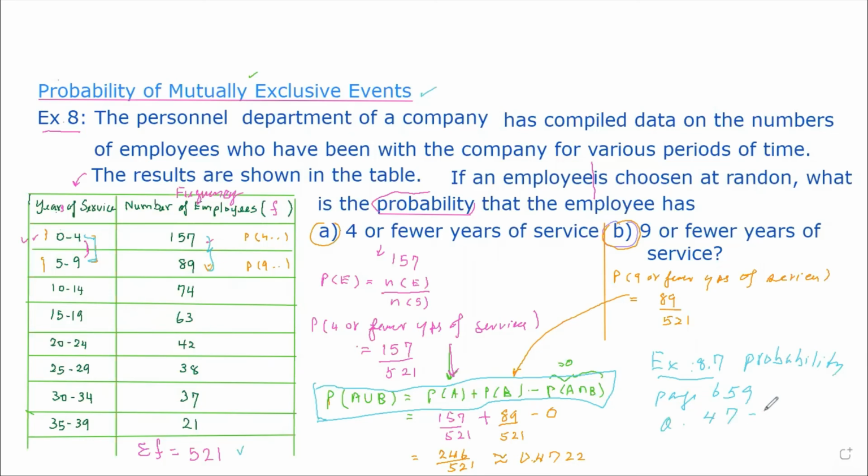You can do questions 47 to 49, maybe 3 questions. Questions 47 and 48 are similar, they have a table, but 49 doesn't have a table. But I think for sure you can try 47 and 48. It's a similar idea to this example. I think that's all for today for mutually exclusive events and the examples we finished. You can try the exercise, and if you need help, just message me in the live group or individually.